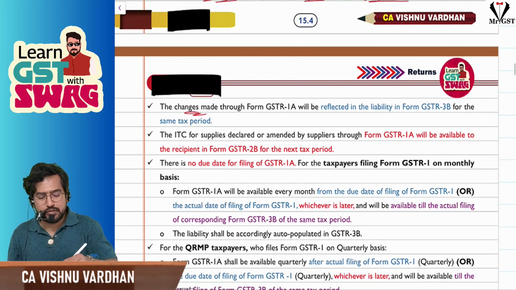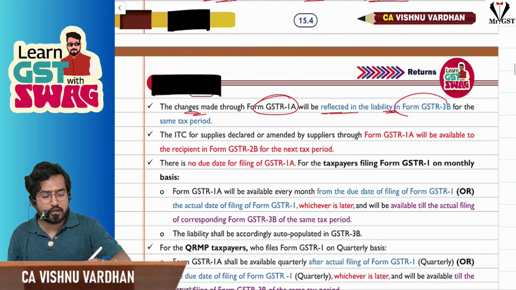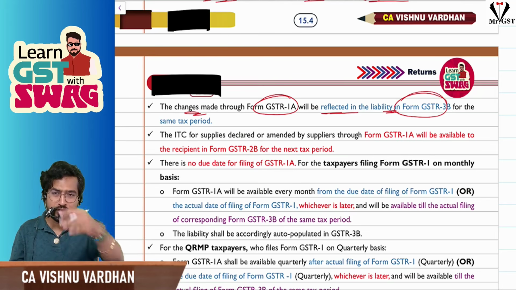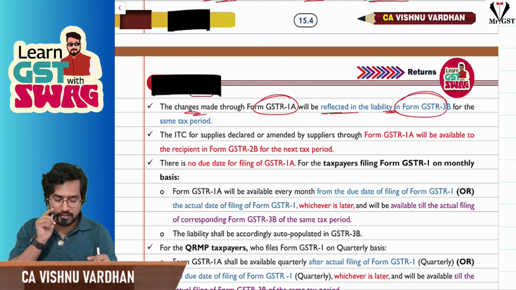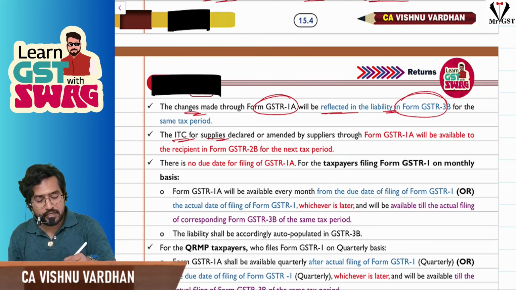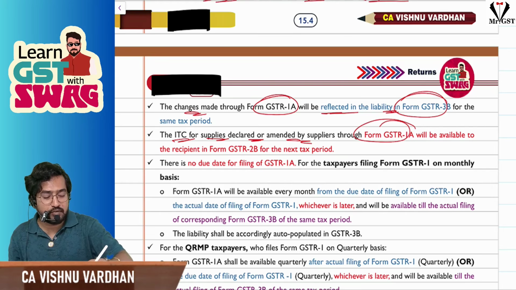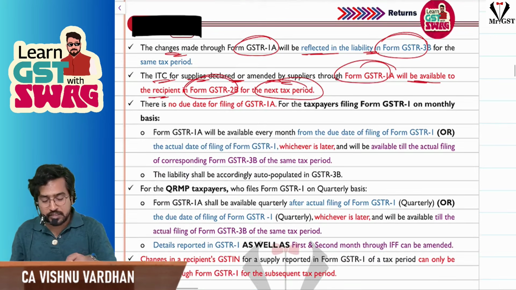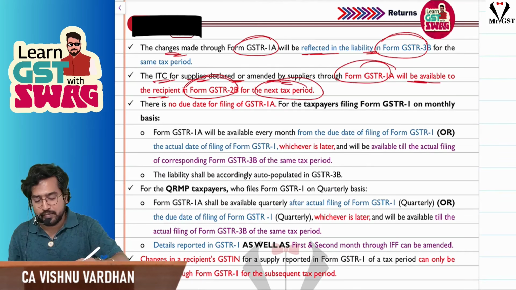The changes made through GSTR 1A will be reflected in the liability of 3B. That is the whole agenda. Don't delay in giving correct tax. So ITC for the supplies declared or amended from GSTR 1A will be available to the recipient in form GSTR 2B of the next tax period. Please be careful with this.